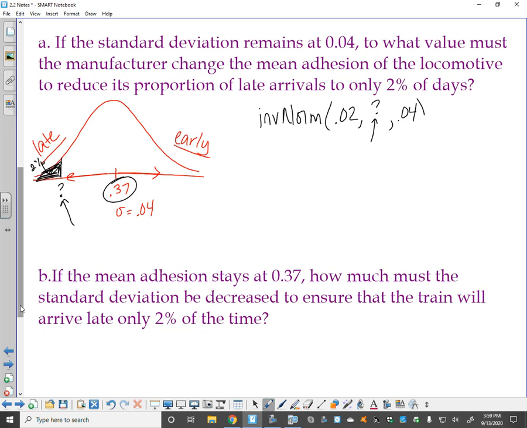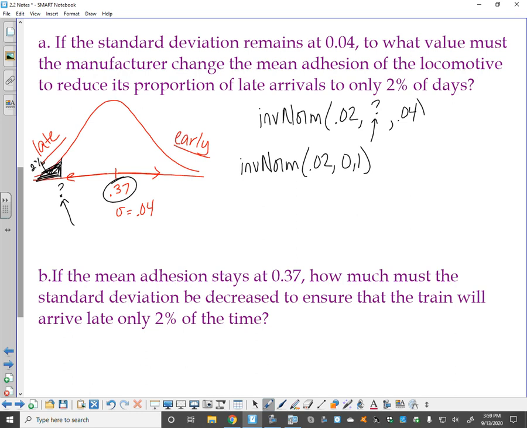standardize this. So I'm going to inverse norm 0.02 with a 0 and a 1 because that's universal. So I have now switched from a mean of 0.37, or whatever I'm trying to get it to be, to a mean of 0 and a standard deviation of 1. So I have switched from regular data to z-scores. Okay, I'm going to inverse norm 0.02, 0, 1.